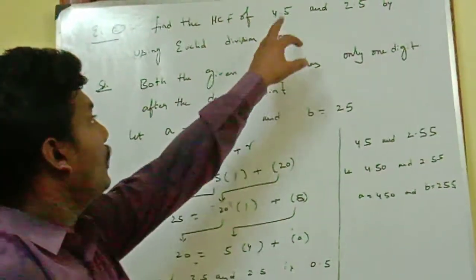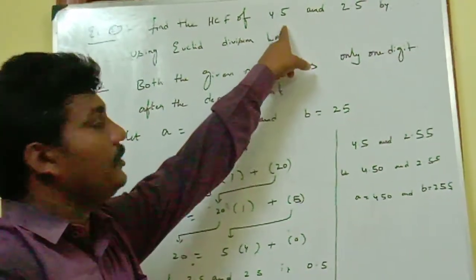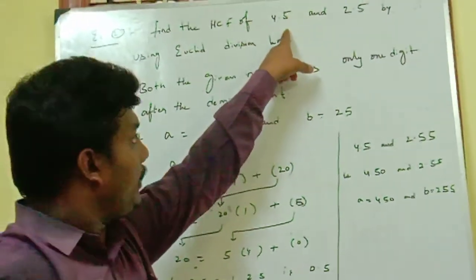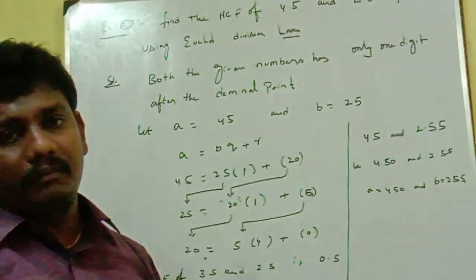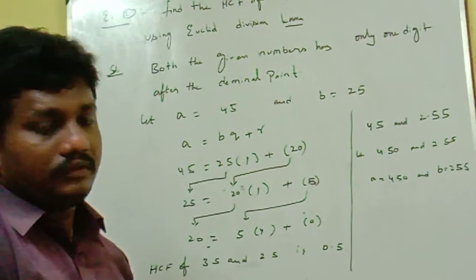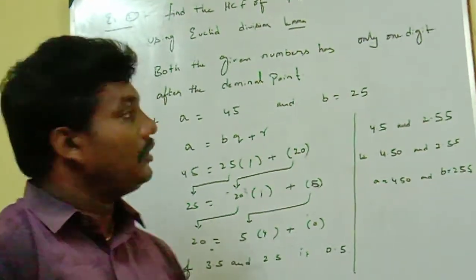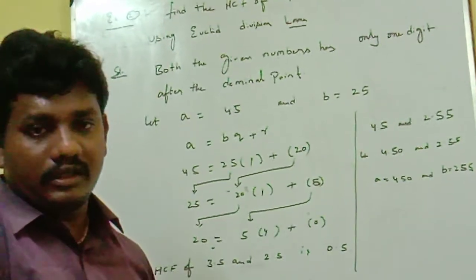So that is how to find the HCF of any two integers and the HCF of any two decimals by using Euclid's division lemma. In the next video we are going to discuss further details, such as how to find the property of any number by using Euclid's division lemma.